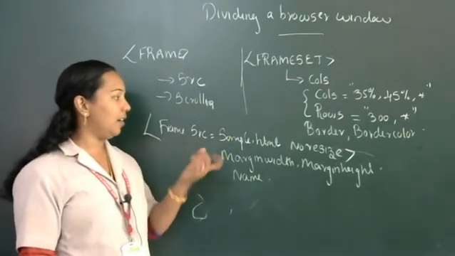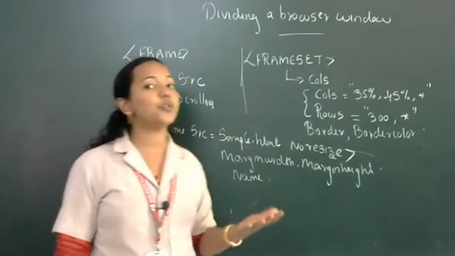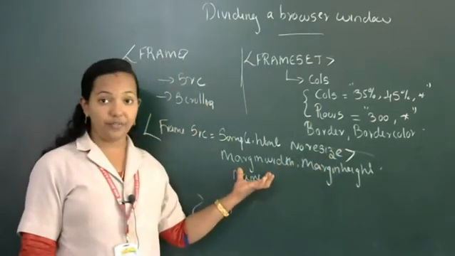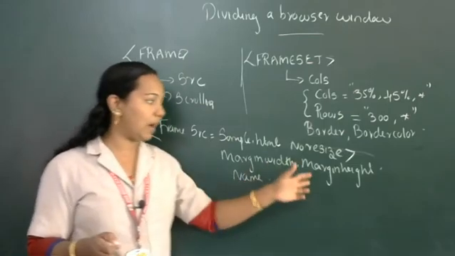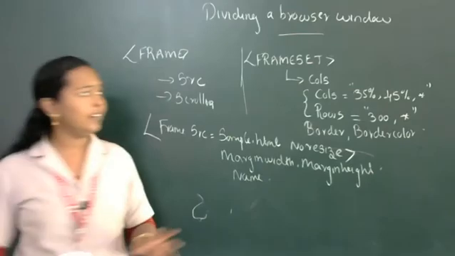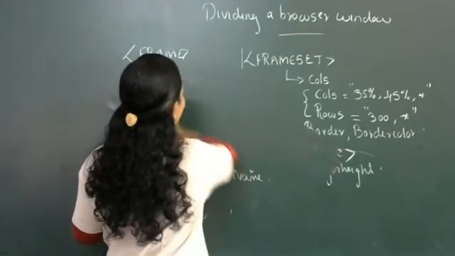Then frame no resize. Suppose you don't want to resize, then we can use the noresize attribute. Margin width specifies the width of the margin, and margin height the height of the margin, and name is another attribute. Then I will write one sample program.